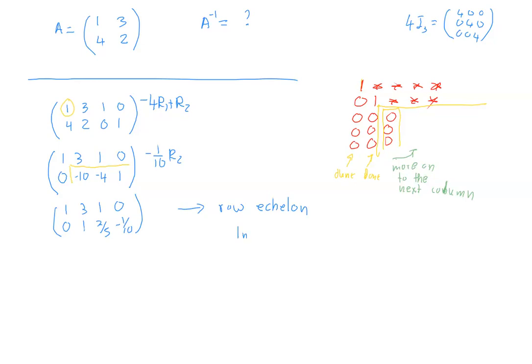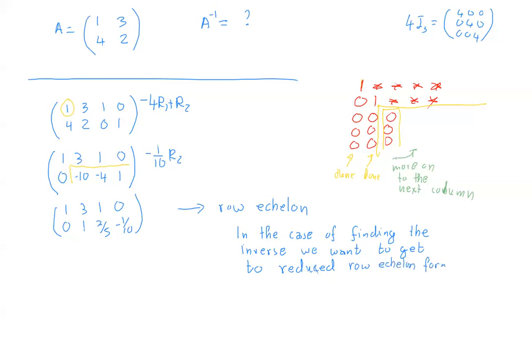In the case of finding the inverse, we want to get to reduced row echelon form. What is the reduced row echelon form? It's something a little more precise, a little more stringent than the row echelon form.